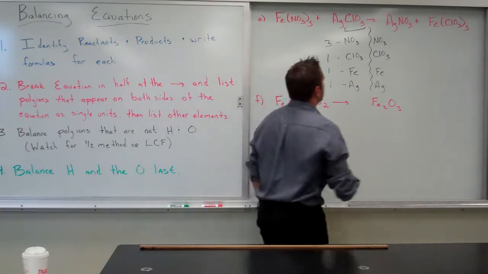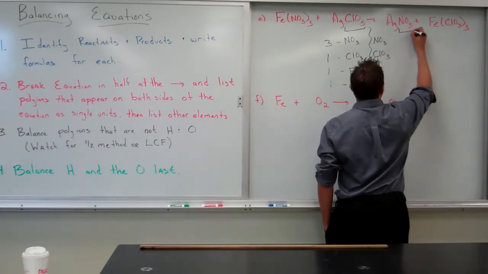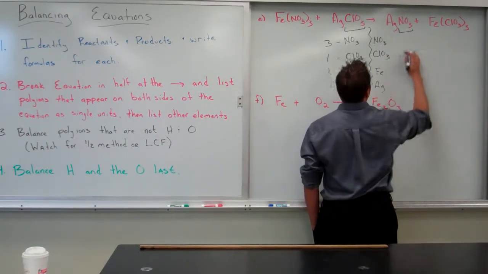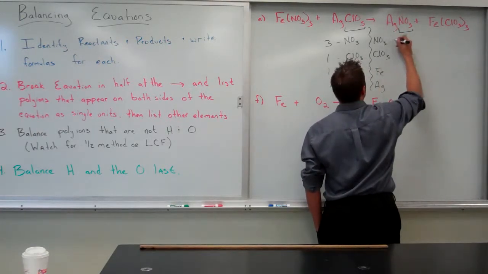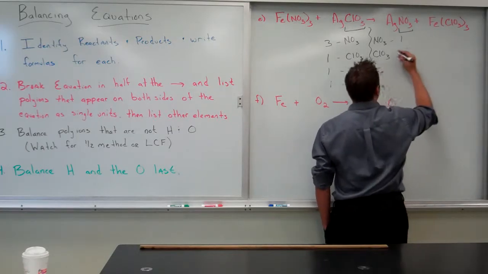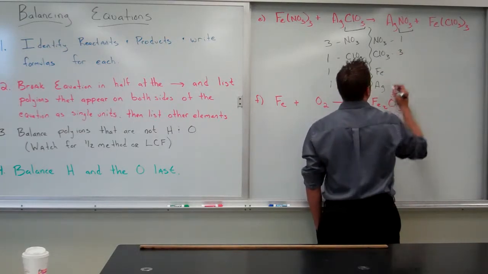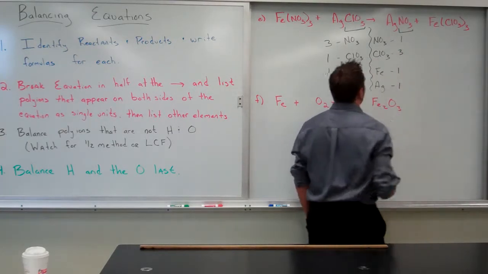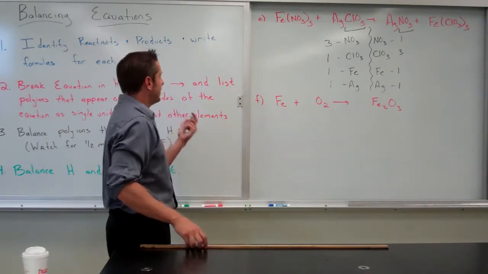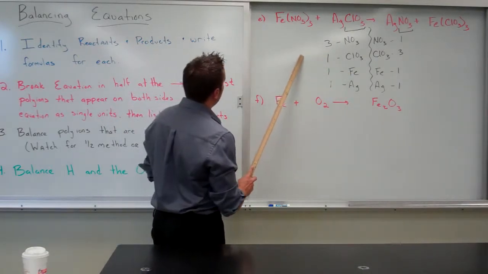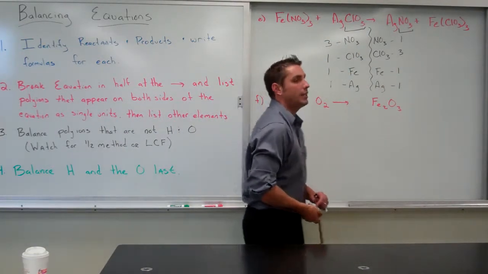Same thing on the right. NO3 is my polyion, so that's kept together. No parentheses with no subscript means there's just one. So I have one of those, 3 ClO3s, 1 Fe, and 1 Ag. So we look, is it balanced? It is not. Right? We have 3 NO3s on the left and 1 on the right.